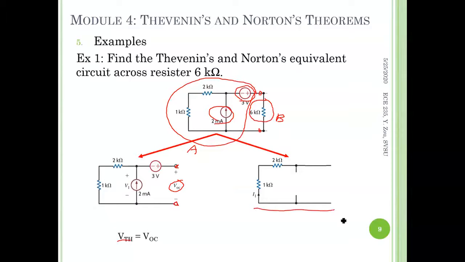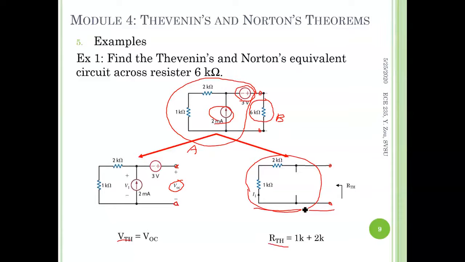This is also exactly the same way we dealt with them in the previous module 3, superposition, if you recall. So once again, zero independent sources by opening the independent current source and shorting the independent voltage source. And then the Rth is nothing but the equivalent combined resistance for this circuit, also across these two terminals. In this particular circuit, it's very straightforward. Rth is just equal to the series connection of 1 kilo and 2 kilo.